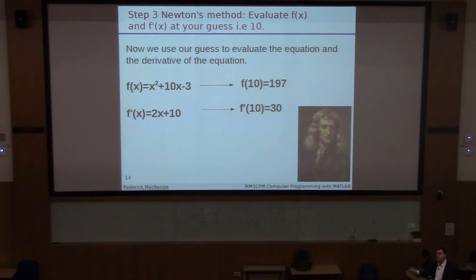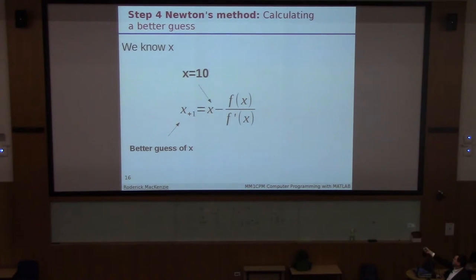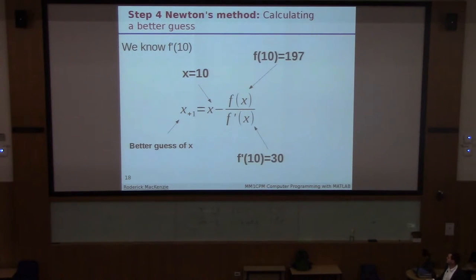Now, he then said, use this equation. I'm not quite sure what it's called, but it's the equation in Newton's method. He said, use this equation to get yourself a better guess of x. So x plus 1 is going to be our better guess of x. So what's x? 10. What's f of x? 197. F dashed x is 30. So we've got everything we need to evaluate the right-hand side of the equation. We just plop those numbers in, and we get a better guess of x: 3.433.